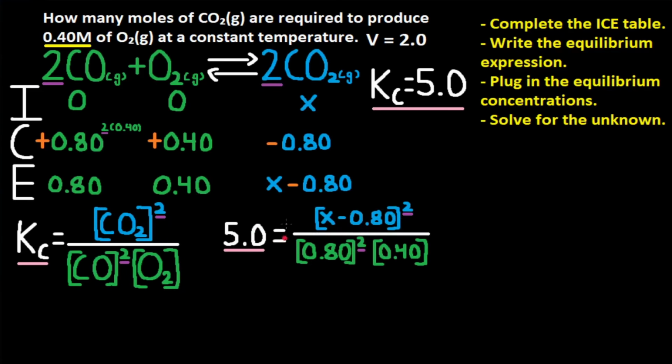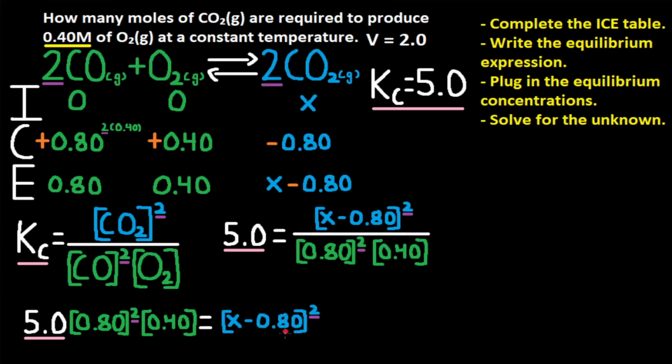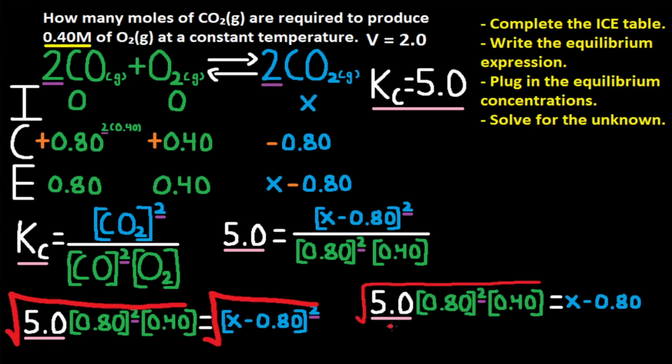To solve for x, we need everything to be in the numerator, so let's move 0.80 and 0.40 diagonally up, and what that does is we get 5.0 multiplied by 0.80 squared multiplied by 0.40 is equal to x minus 0.80 all squared, and we can square root both sides. So after we square root both sides, we get the square root of 5.0 multiplied by 0.80 squared multiplied by 0.40 is equal to x minus 0.80. The square root got rid of the exponent on our x. To isolate x, we need to add 0.80 to this side. Whatever we do to one side, we have to do to the other, so we add 0.80 here. Negative 0.80 and positive 0.80 will cancel out.